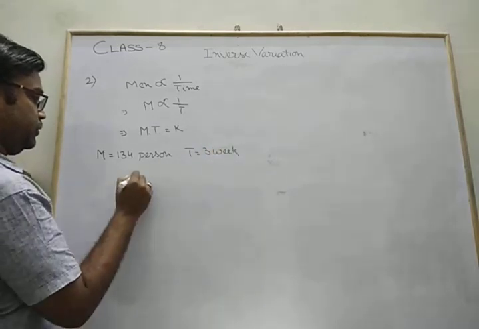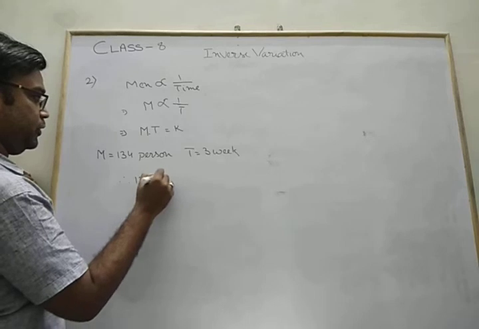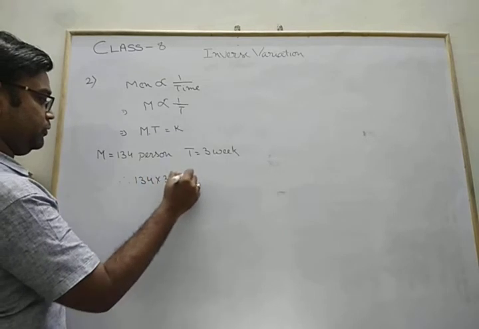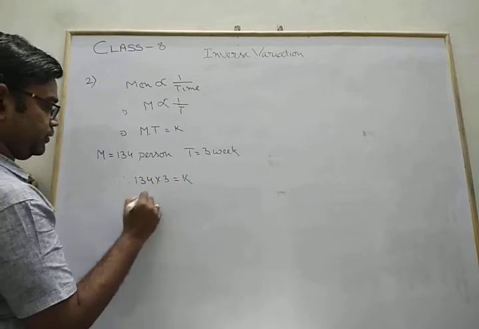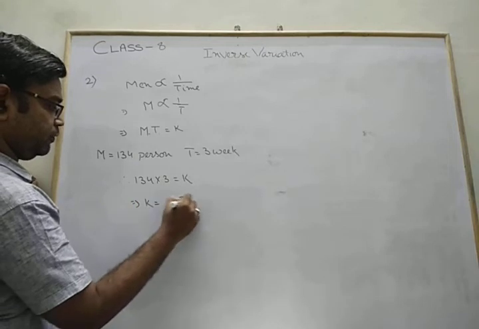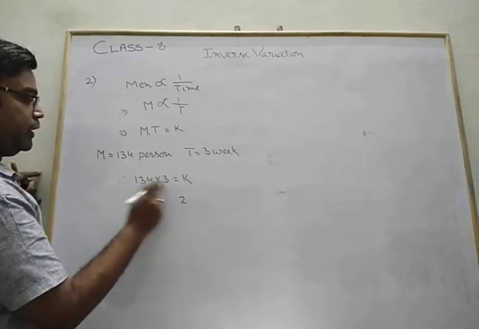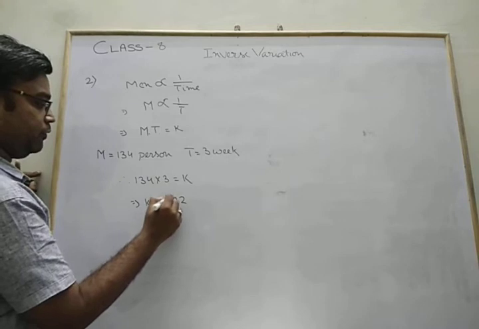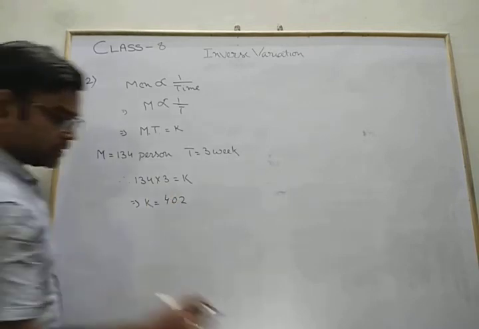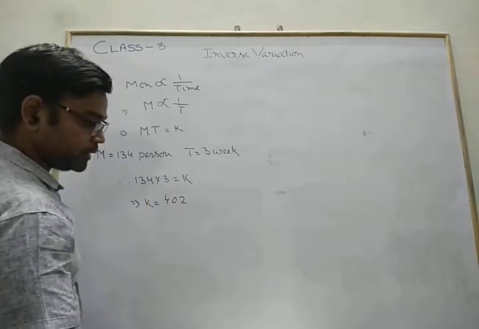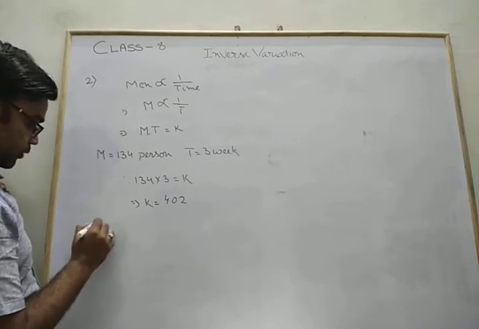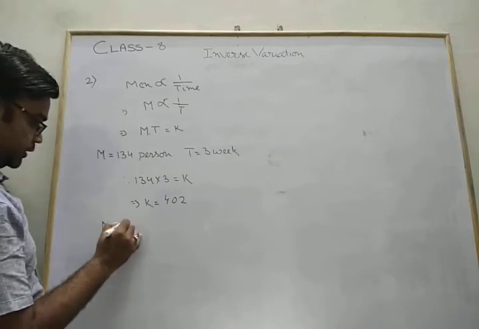134 into 3 equals to that constant k. K equals to 402. The question says, how many days will it take by 67 men? Now, the number of men is changed, it's 67.